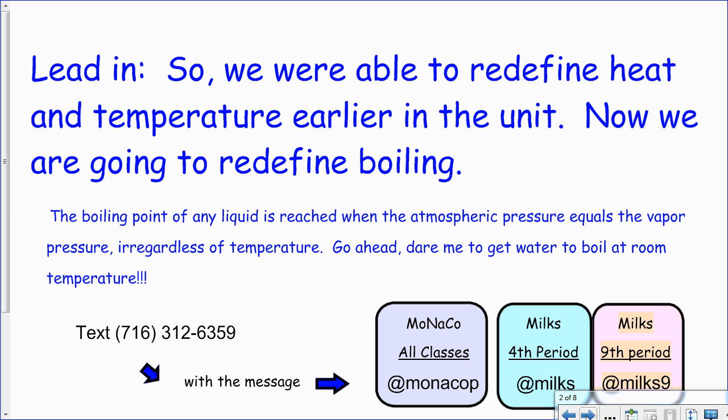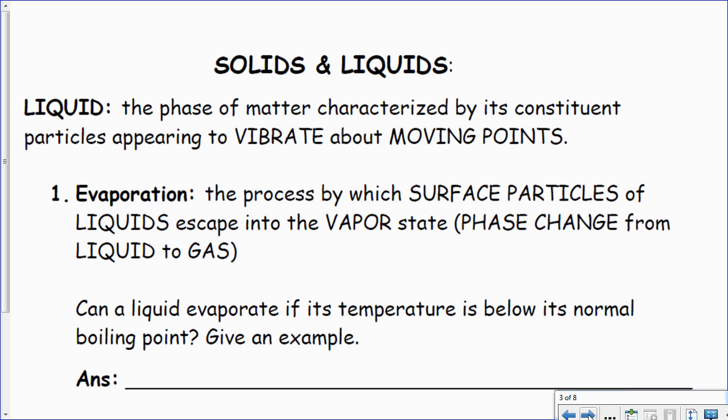So we defined, or redefined, heat and temperature recently. Heat is the amount of energy that an object holds at a specific temperature, and temperature is the average kinetic energy of the particles that move. Now we're going to redefine boiling. The boiling point of any liquid is reached when there's a push-me-pull-you between the liquid and the atmosphere pushing down on it. The atmosphere is always pushing down on us, so it's very hard for your brain to wrap your mind around this, because you don't feel the atmosphere pushing down on you when you're boiling water at the stove. So we're going to redefine that, relating to vapor pressures and evaporation.